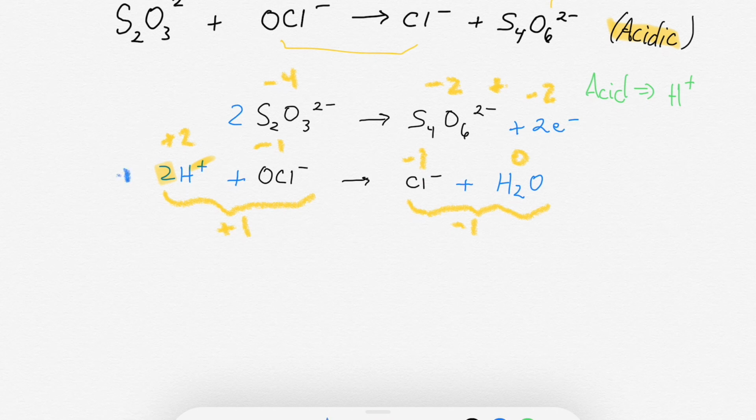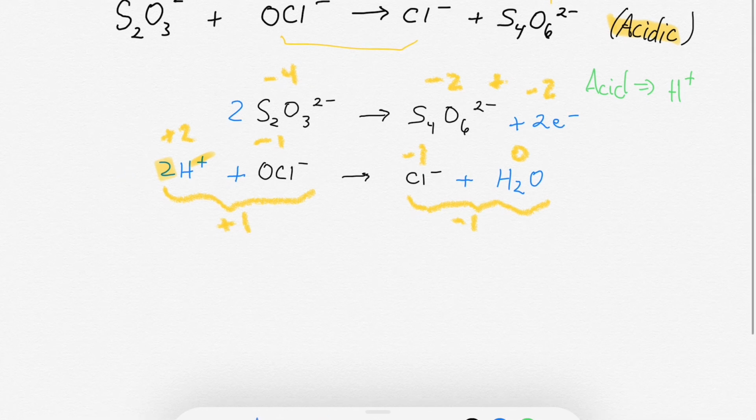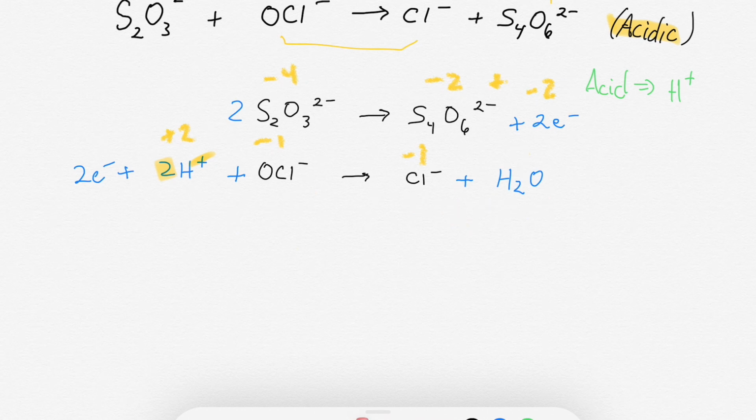So what we're going to do is add our electrons over here on this side. And so now this is a balanced half reaction. Let me erase some of this extra fluff right now so it's not in our way here.